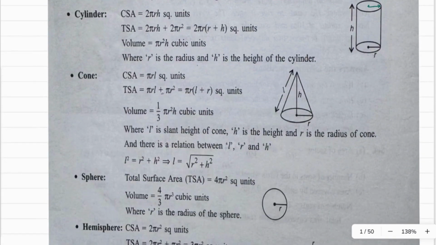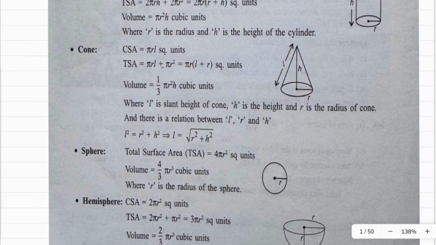Then comes a cone. In order to find the CSA, that means the curved part, it is pi r L. L is the slant height here. Okay. Then comes the TSA. TSA means including the base circular region's area also, we have to add it with the CSA. That means pi r L plus pi r square gives the TSA of a cone.